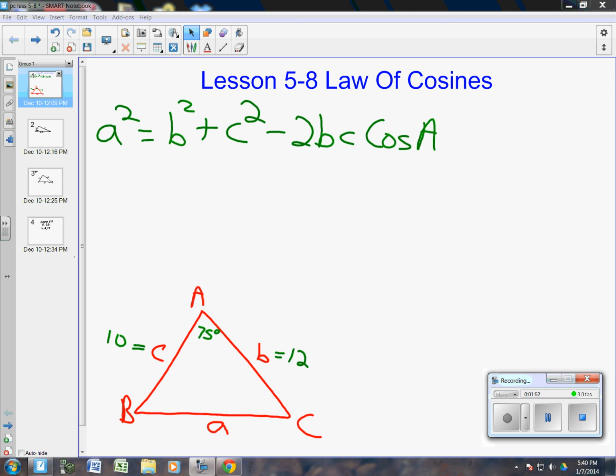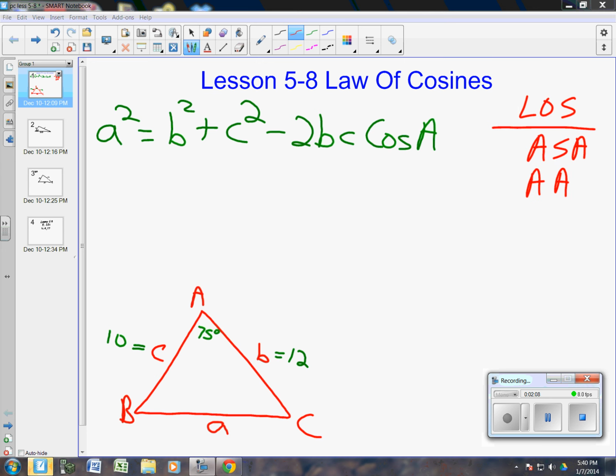Okay, so last time we learned the law of sines, and if you remember, I'm going to just write a few things down here. The law of sines, I'm going to call it LOS, was used if you had angle, side, angle, or if you had angle, angle, side. So in other words, any 2 angles and a side, or the ambiguous case was the side, side, angle. So you were able to solve oblique triangles using those.